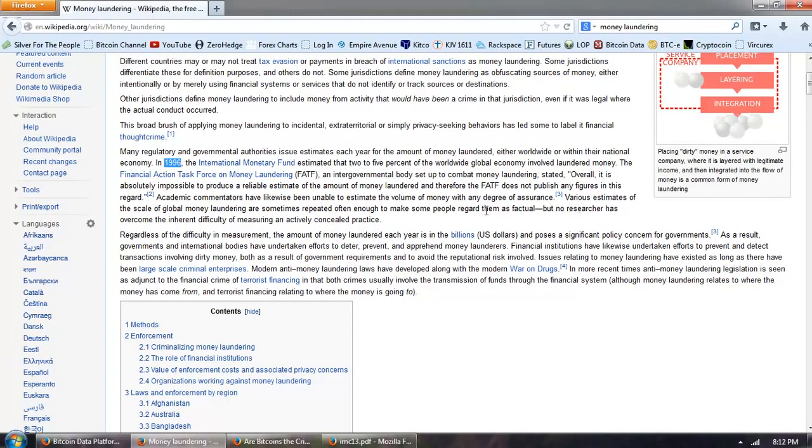The Financial Action Task Force on Money Laundering, FATF, an intergovernmental body set up to combat money laundering, stated overall, it is absolutely impossible to produce a reliable estimate of the amount of money laundered, and therefore the FATF does not publish any figures in this regard. Academic commentators have likewise been unable to estimate the volume of money with any degree of assurance.